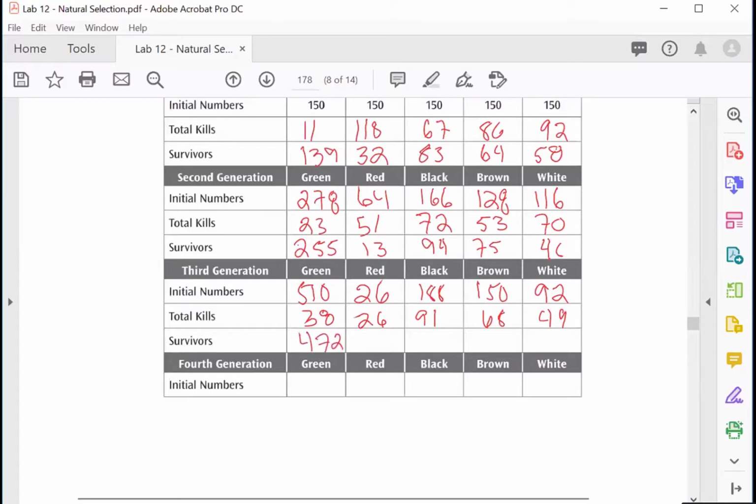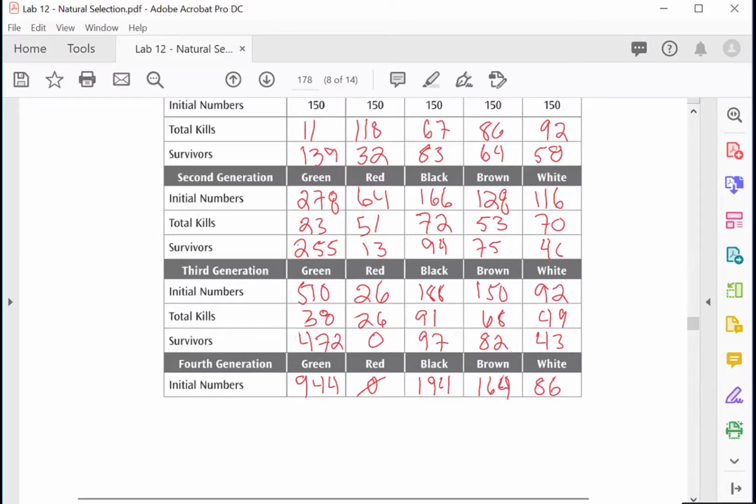And the number of survivors, 472, 0, 97, 82, and 43. If we did this a fourth generation, the initial numbers, if we went through this one more time, we would start with 944 green beans, no red because they were extinct, 194 black, 164 brown, and 86 white.